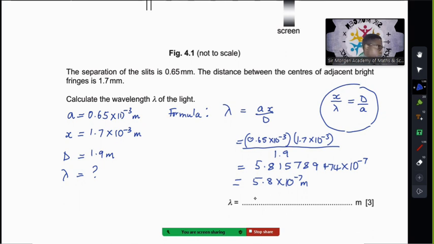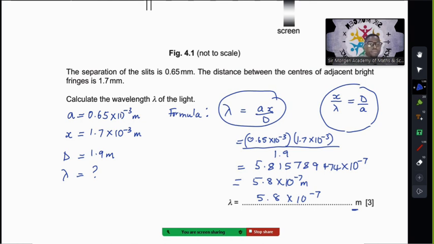So this is how we answer this type of question. Your lambda is 5.8 times 10 to the power minus 7. The unit is already there, that's meters. What was key was to remember the formula there. There are so many questions which look like this, so this is the formula that we use.